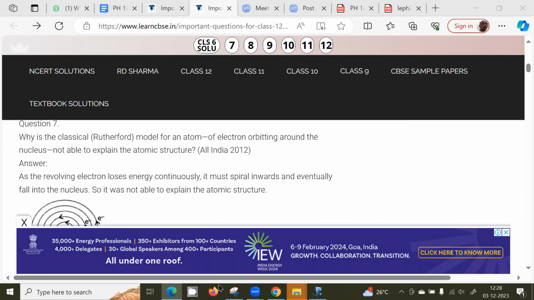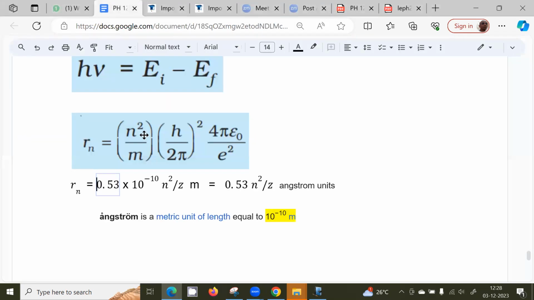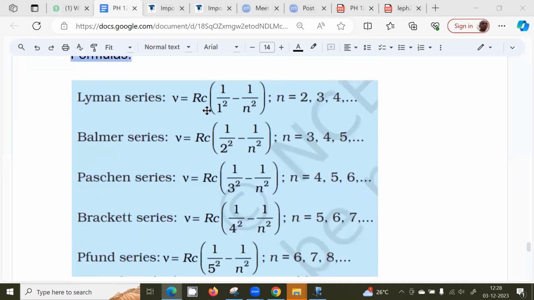So atomic physics discussion, it's enough, no? Enough, sir. Concepts are clear. The only formula I didn't discuss is this one. The first one is basically the energy difference. The energy difference between some n and this one I have put as h into nu. So from there I'll get the nu as this one.